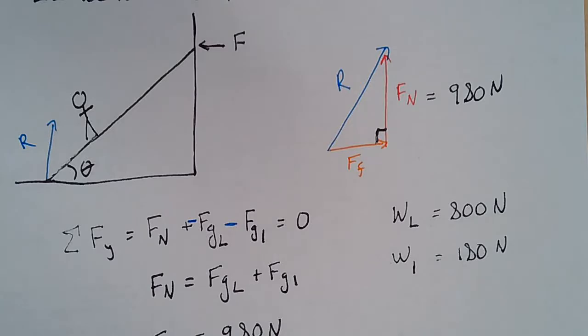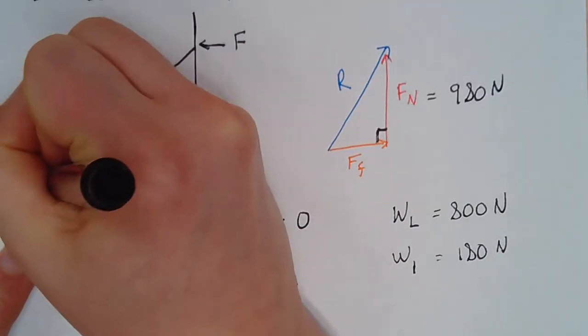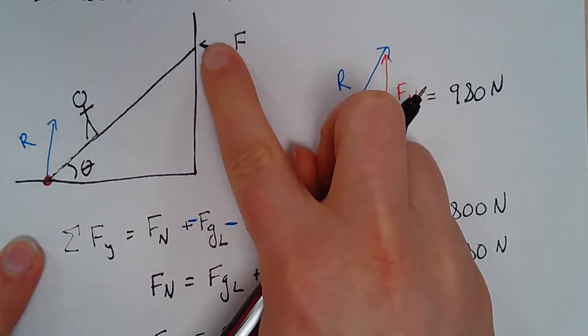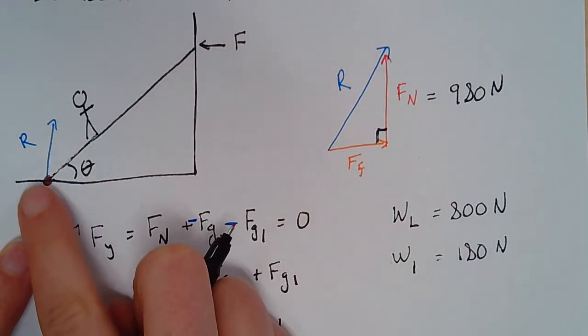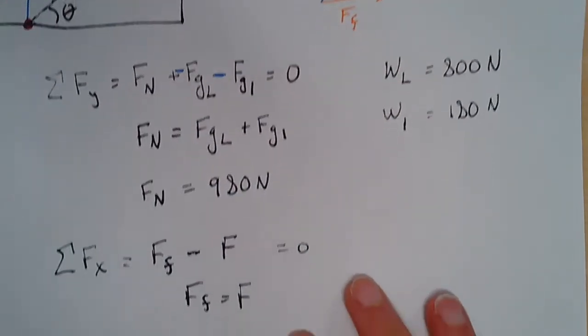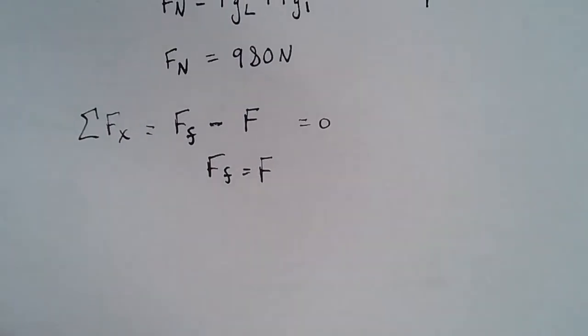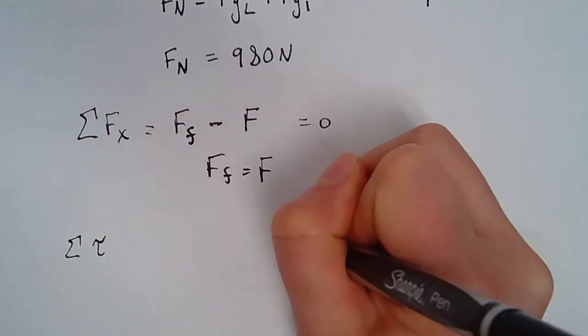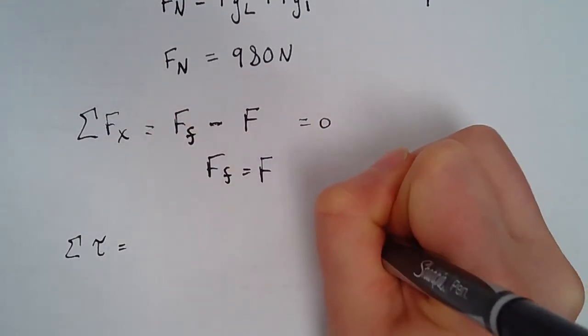So I'm going to recommend that we use the pivot point on the ground. Okay, you could do it up here, that's absolutely fine, but I think it's a little bit more interesting to put it on the ground. So we're going to start there. So we need this rotational equilibrium. Rotational equilibrium means the sum of our torques is equal to 0.